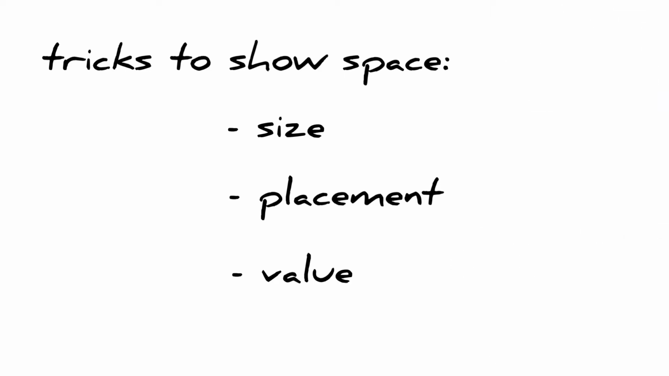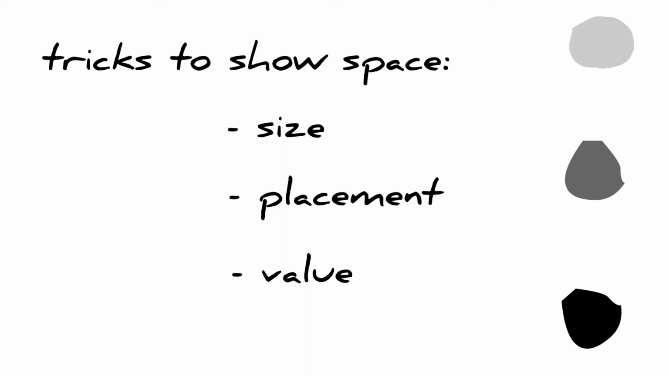And the last trick is value. If you make something lighter in color, it can look like it's farther away. And if you make something darker in color, it can look like it's closer to us.